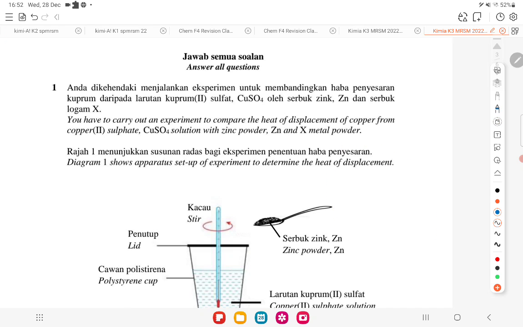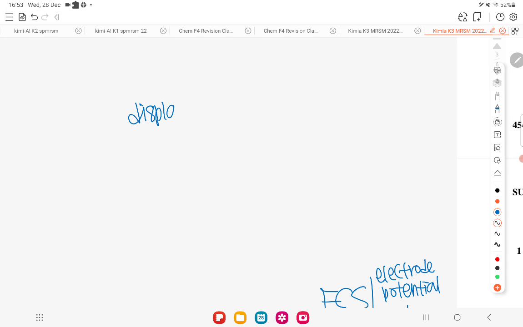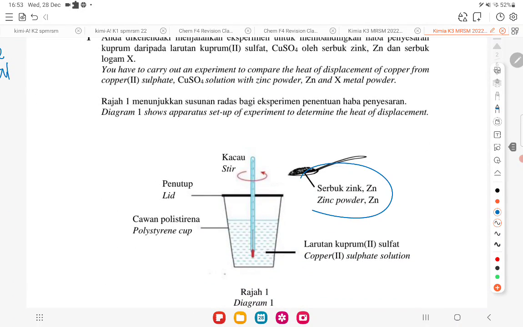Can we spend about 2 to 3 minutes to do a revision? What is displacement all about? Displacement is a concept I call the gangster bully concept. What is the gangster bully concept? The more powerful metal will rob the girlfriend of the less powerful metal. I repeat, the more powerful metal is able to take away the girlfriend of the less powerful metal. In this case we have zinc and copper sulfate.